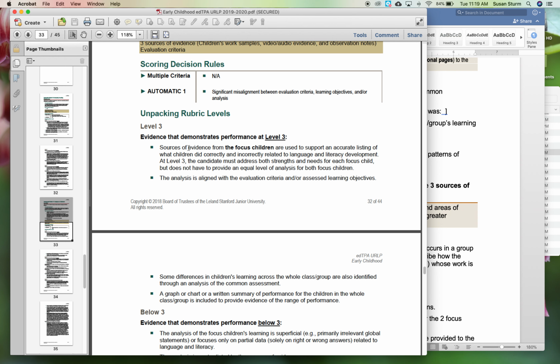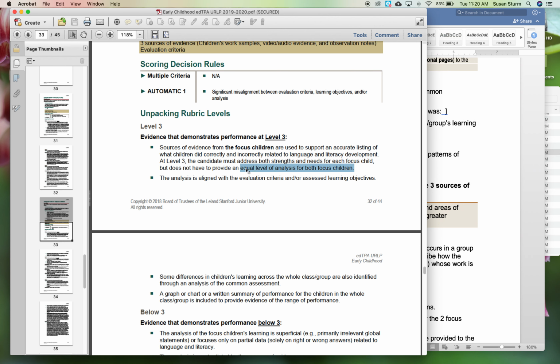So at a level 3, your sources of evidence from the focus children are used to support an accurate listing of what the children did correctly and incorrectly related to language and literacy development. At a level 3, the candidate must address both strengths and needs. So you can see there's a bunch of ands here. What the kids did correctly and incorrectly, the strengths and needs of each focus child, but maybe you don't have an equal level of analysis for both focus children.